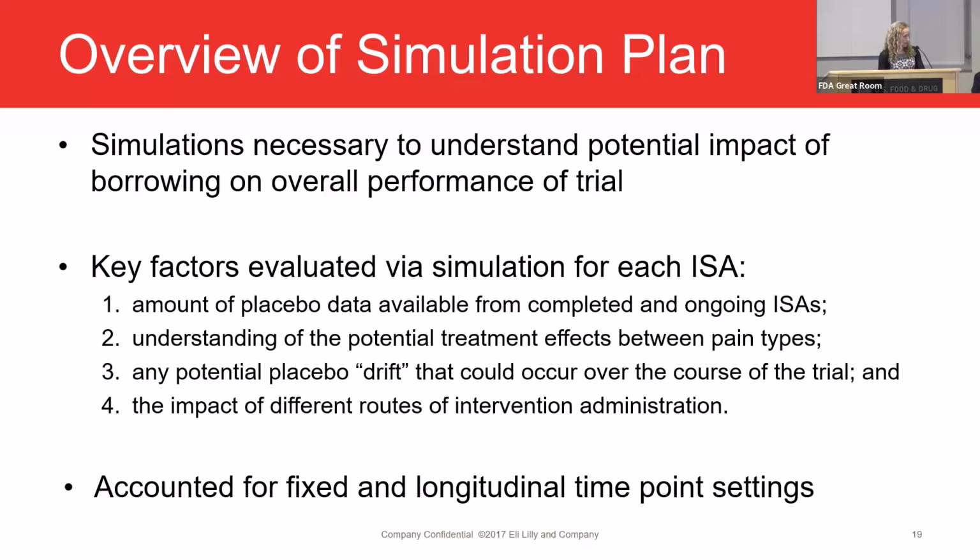What would the different treatment effects between pain types be that we could observe, and how does that affect how it's being borrowed? We looked at scenarios where there could be placebo drift. What would we do and how would we handle that?